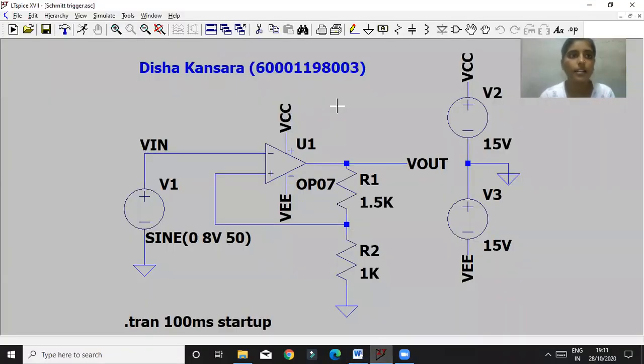So this is my Schmitt trigger circuit diagram, which I already performed, where my R1 is 1.5K. I used the op-amp OP07, and my input is a sine wave of 8 volts with a frequency of 50 hertz. For the voltage sources VCC and VEE, I applied plus and minus 15 volts. So let's see the output.